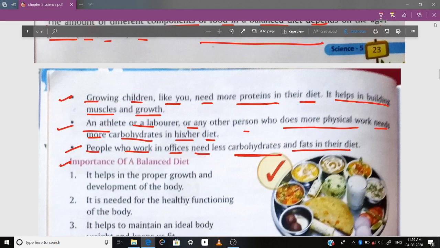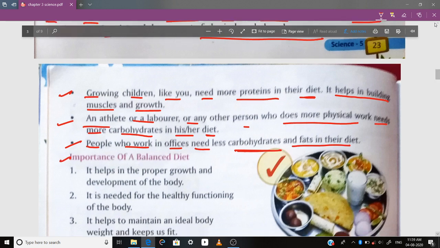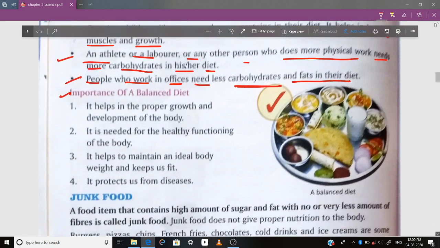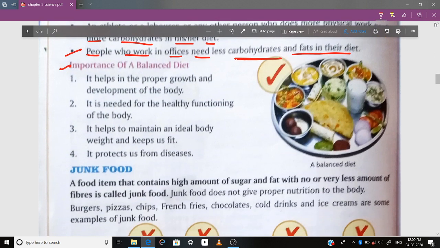Now let us discuss the importance of a balanced diet. Why is the balanced diet so important? Number one, it helps in proper growth and development of the body. As you can see in this thali, everything is present in it. So you can say that this is a balanced diet. Roti is there, papad, dahi, dal, vegetables and salad, and dessert is also there, rasgulla. Everything is present in this diet, so we can say this is a balanced diet.